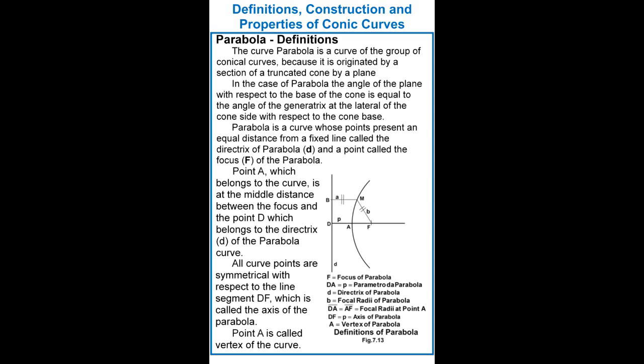All points on the curve are symmetrical with respect to the line segment DF, which is called the axis of the parabola. Point A belongs to the axis of the parabola. Point A is called the vertex of the parabola curve.